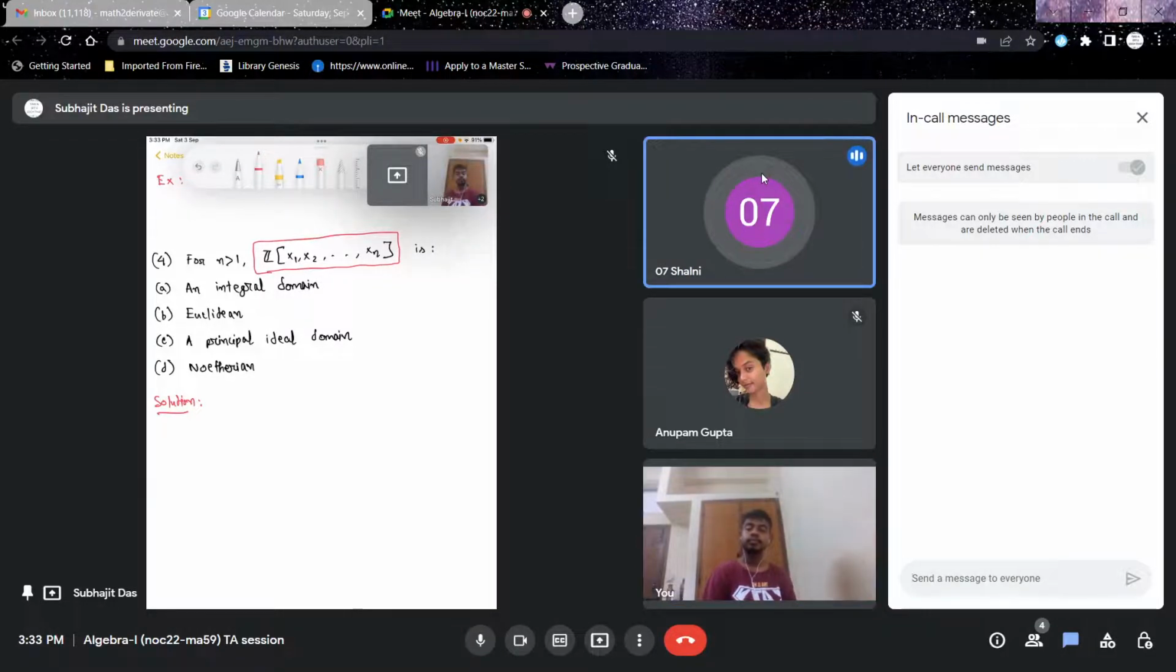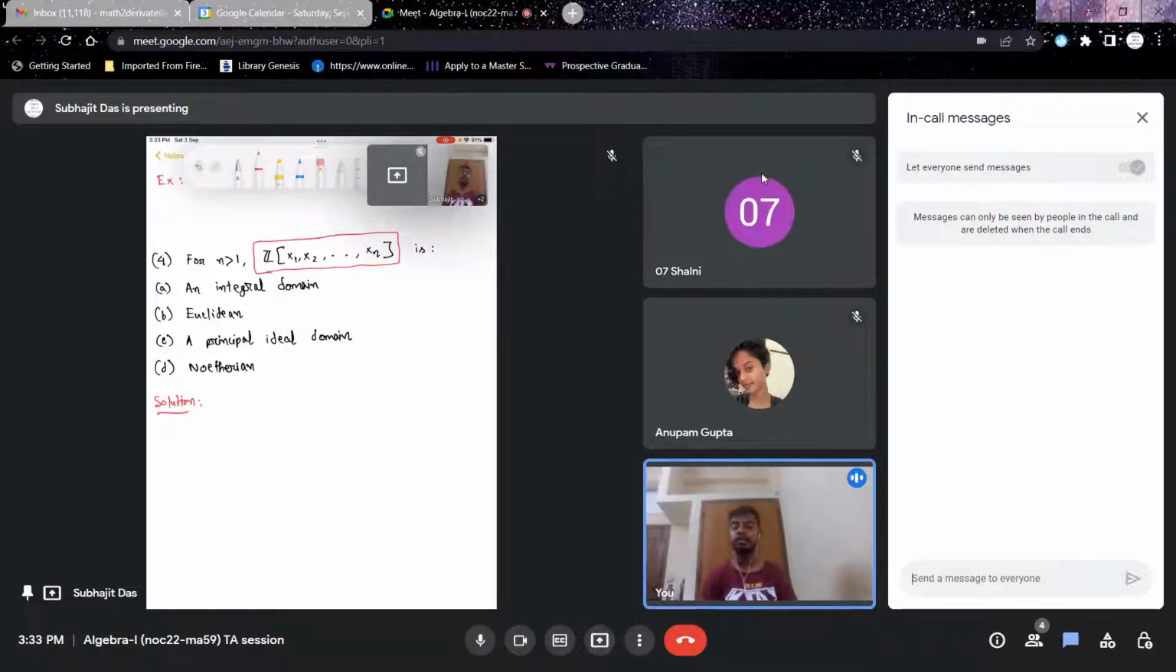This is a polynomial ring with n variables. The elements are precisely polynomials in n variables. In other words, it's a free Z algebra generated by the indeterminates x1 up to xn. So it's a polynomial ring in n variables, right? So which of the following are correct? This is what we have to figure out, right? So what do you think?